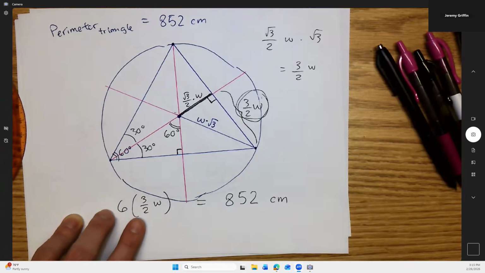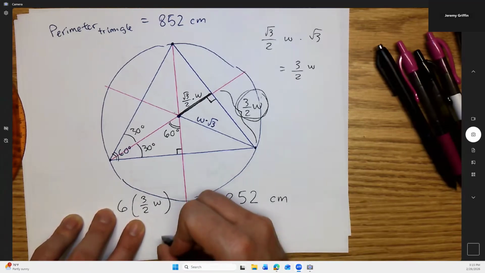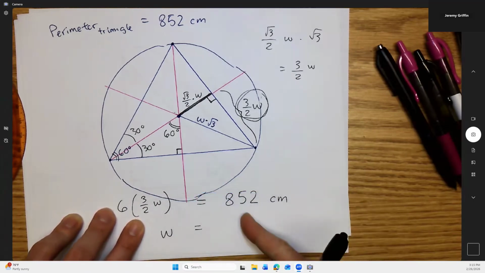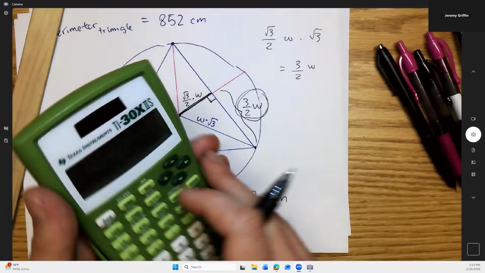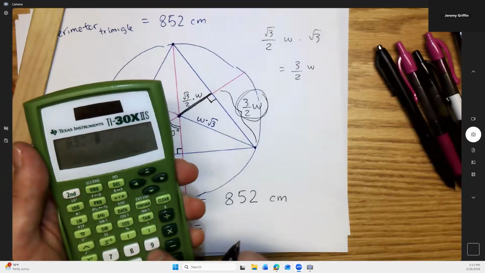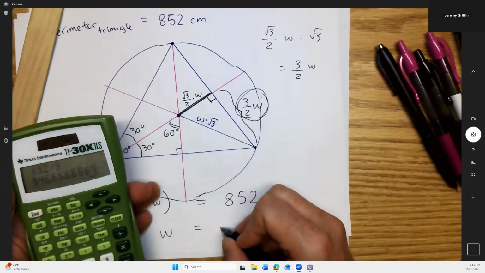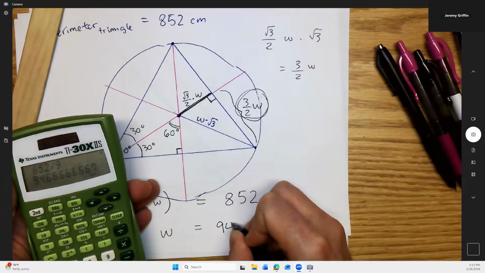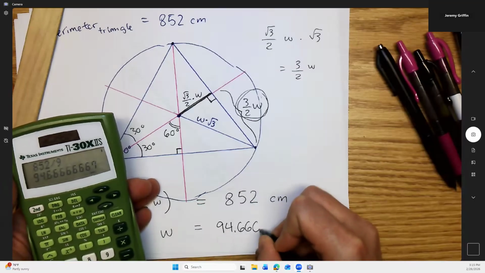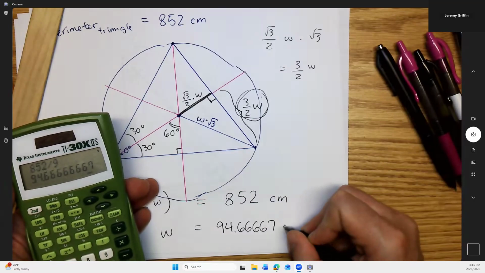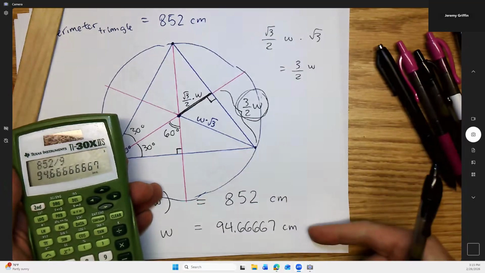Guys, what is 3/2 times 6? 9. You said 9? So can I just divide by 9? W equals whatever 852 divided by 9 is. 94.67. Oh, did they do that? Yeah, they did. 94 point something like that.